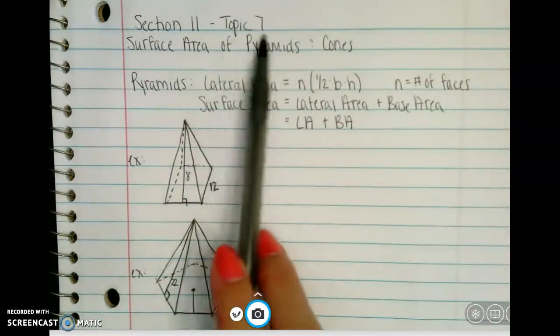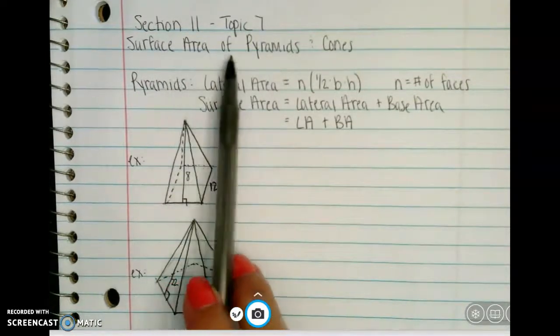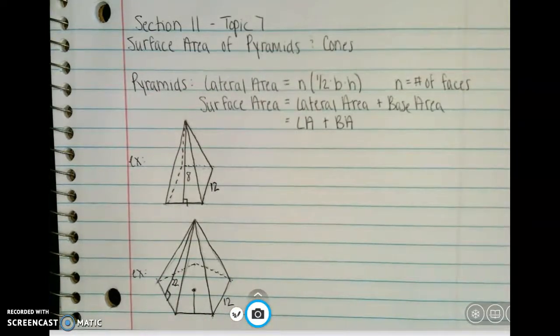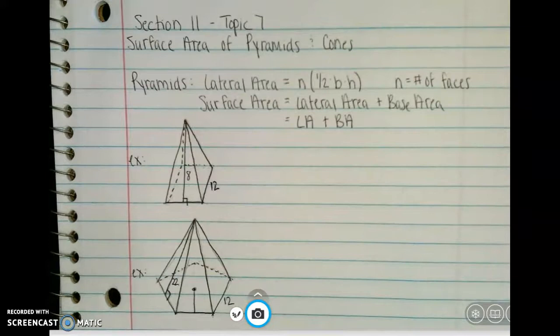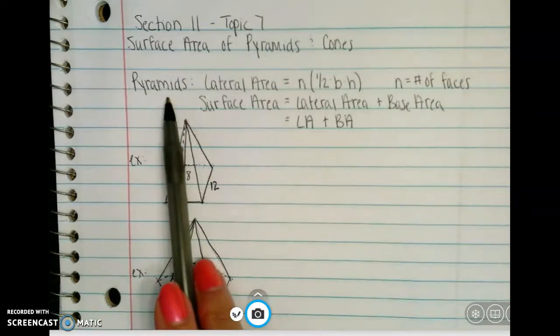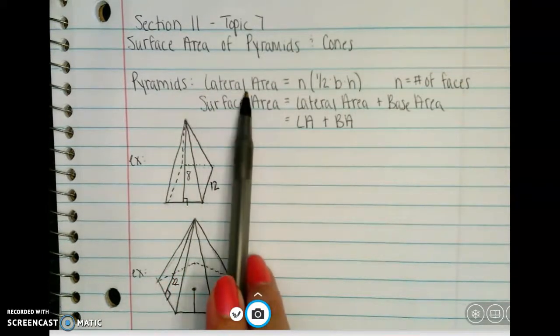In section 11, topic 7, we're looking at the surface area of pyramids and cones. So first we're going to look at pyramids because they're a little bit complex. You really have to think about the net diagram of these figures. So if you look at the net of a pyramid, you're going to be calculating the lateral area of all the faces.